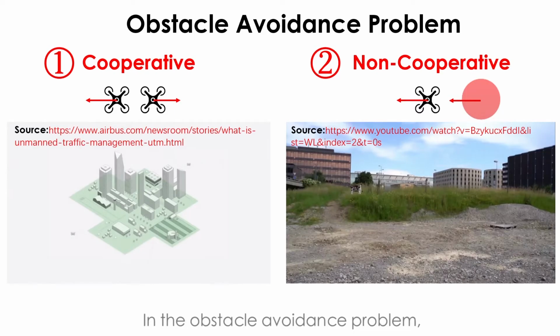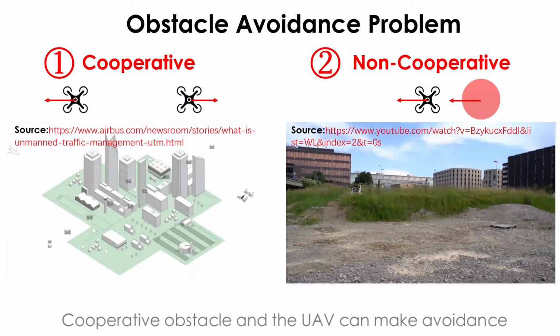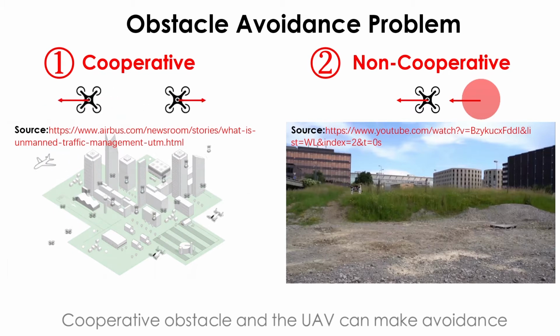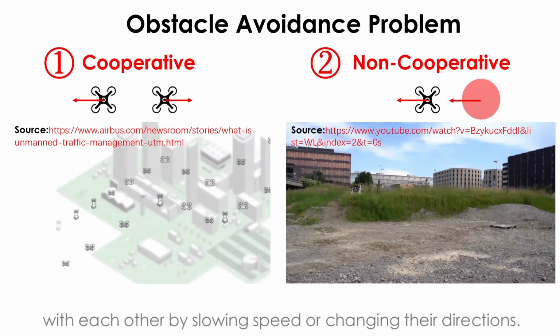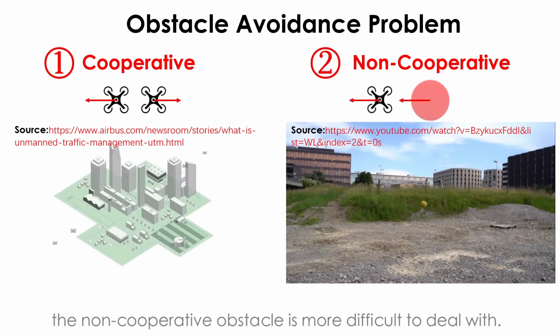In the obstacle avoidance problem, the obstacle can be divided into two categories. Cooperative obstacle and the UAV can make avoidance with each other by slowing speed or changing their directions. Obviously, compared with cooperative obstacle, the non-cooperative obstacle is more difficult to deal with.